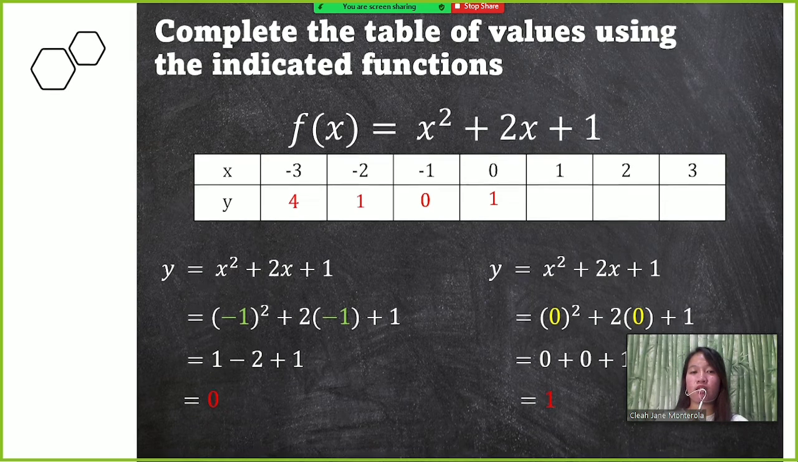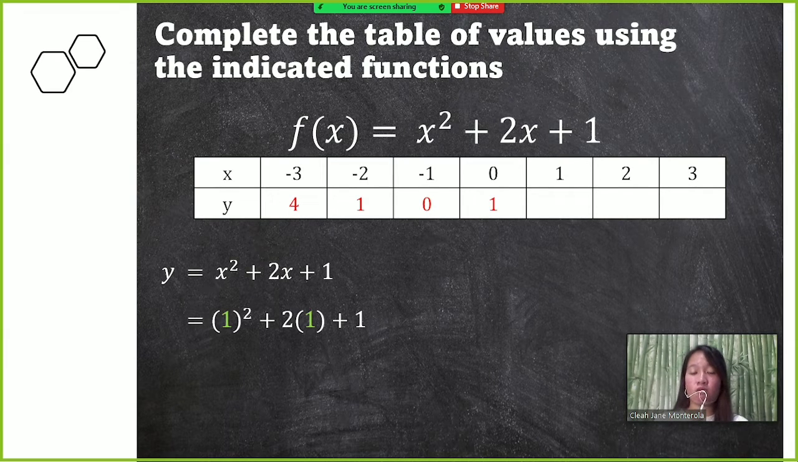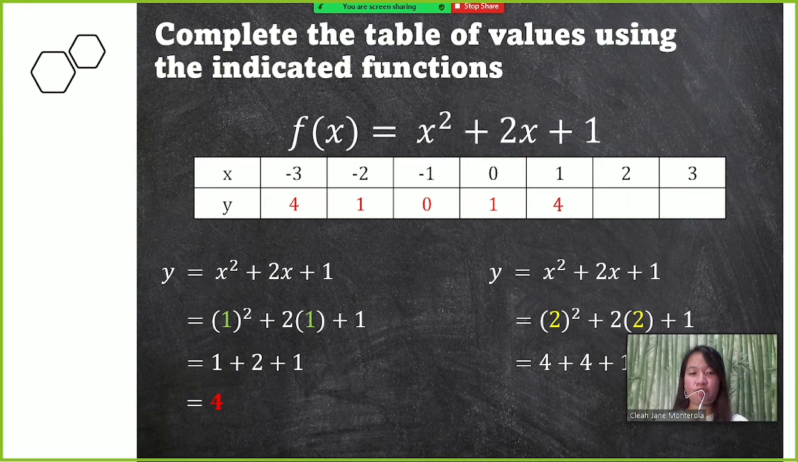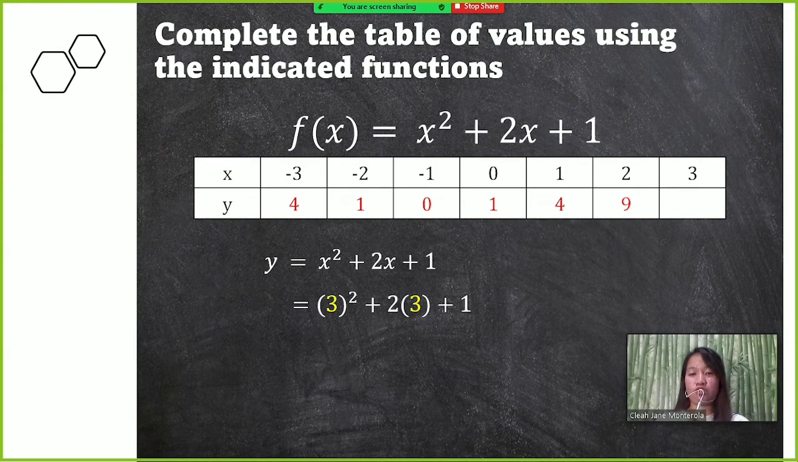Next, x is 1. Substitute: 1 squared plus 2 times 1 plus 1. Simplify, so 4. Next is 2. Substitute and simplify, so we have 9. Next is the last number in the table. Substitute 3: 3 squared plus 2 times 3 plus 1. Simplify, so we have 9 plus 6 plus 1 equals 16.